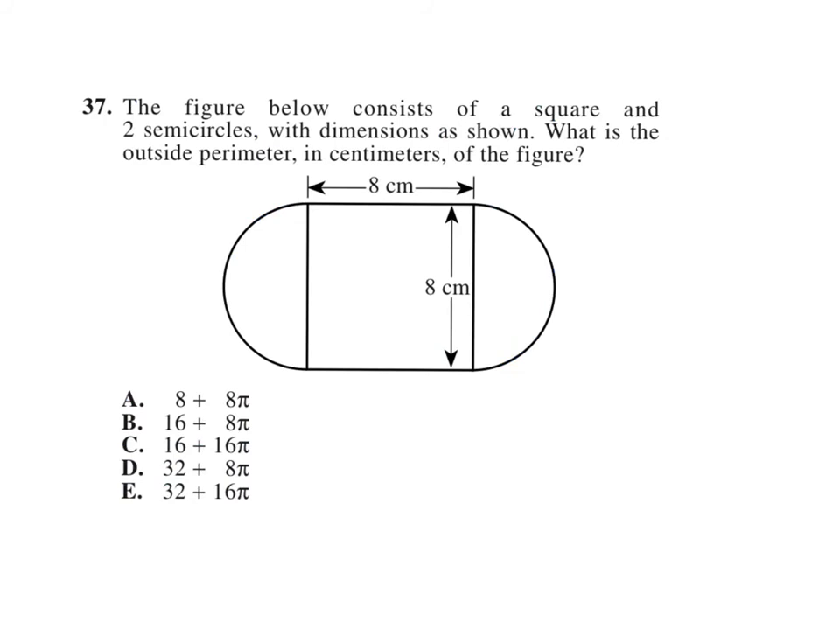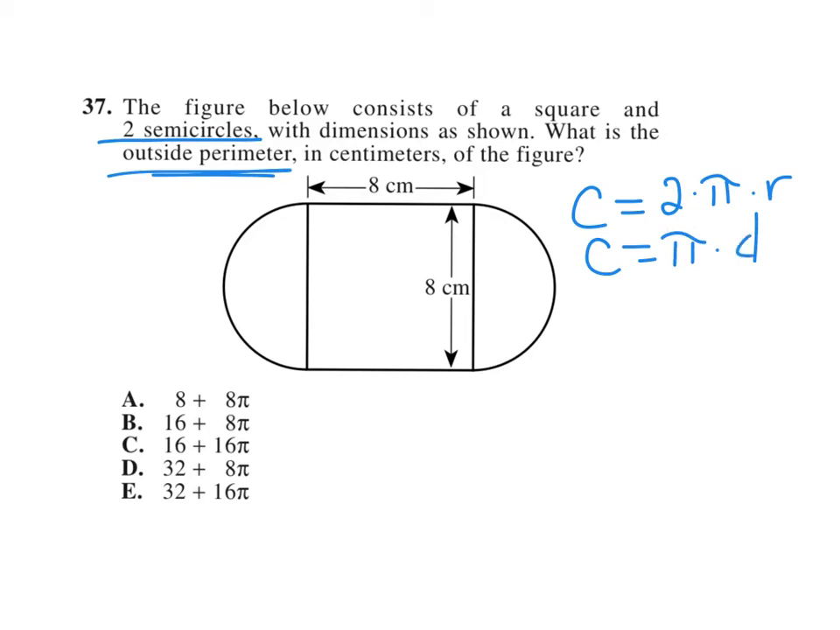The figure below consists of a square and 2 semicircles. Remember, 2 semicircles makes a whole circle with dimensions as shown. What is the outside perimeter in centimeters of the figure? Well, perimeter is circumference of a circle, so I need to know the circumference formula. Well, the circumference formula is 2 times pi times the radius, or pi times diameter. Well, I know the diameter is 8, so circumference equals pi times 8. And so that's going to be the circumference from here to here.